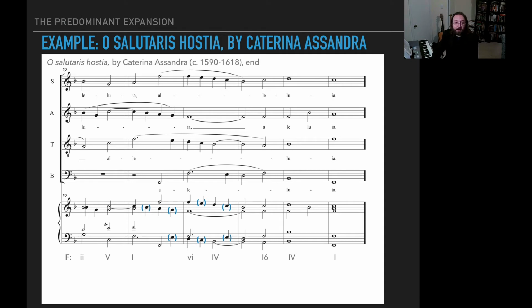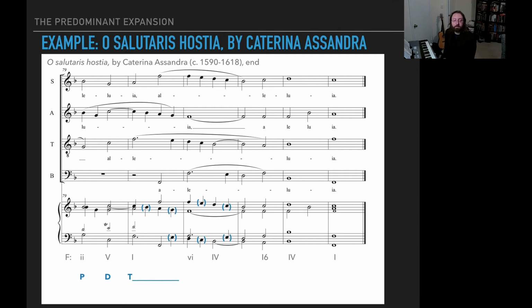So if we start adding functions in, we would have a predominant function for the 2, a dominant function for the 5, and a tonic function for the 1. We're going to skip the 6 for a second and go on to that 4 to 1-6 to 4. So here's 4, then 1/6 to 4.